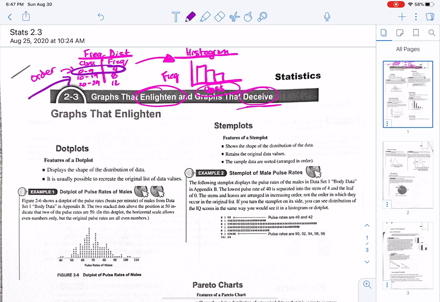I'm going to put that here. I'm just going to say lose specific values. I just know that there's 4 within that category, okay?